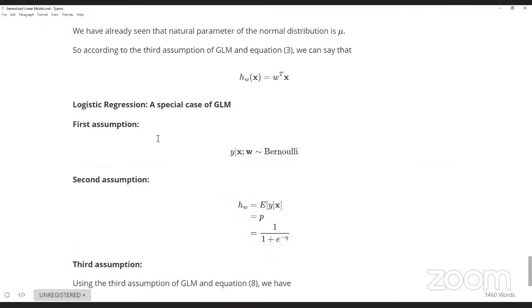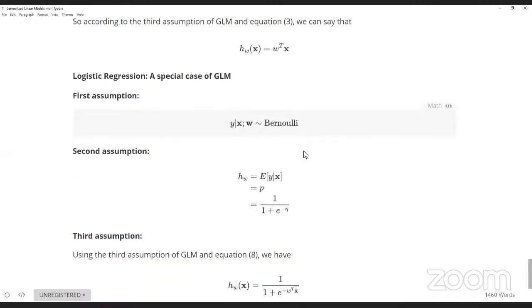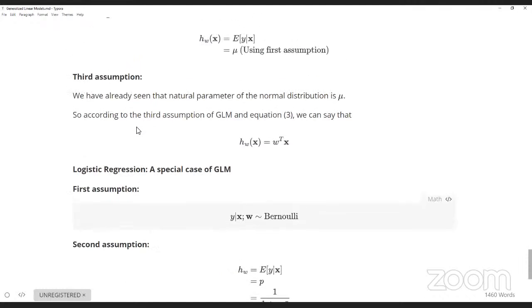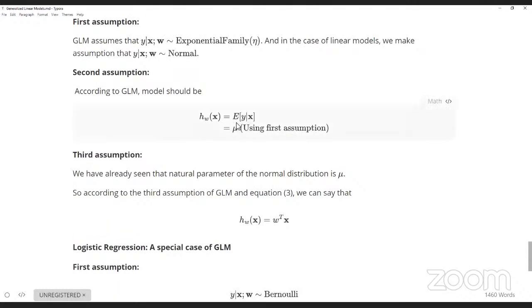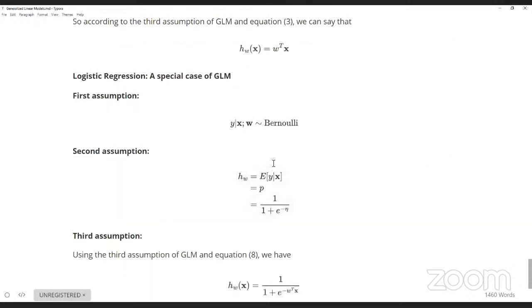So first assumption: because there are only two categories, 1 and 0, we can assume that y given x follows a Bernoulli distribution with some parameter. Here we need to define the parameter, it's P, right? So what is the second assumption? The second assumption says that our model is the expected value of that distribution. So what is the expected value of y given x? It's P, right? And what was P? P was 1 upon, that we have already seen.